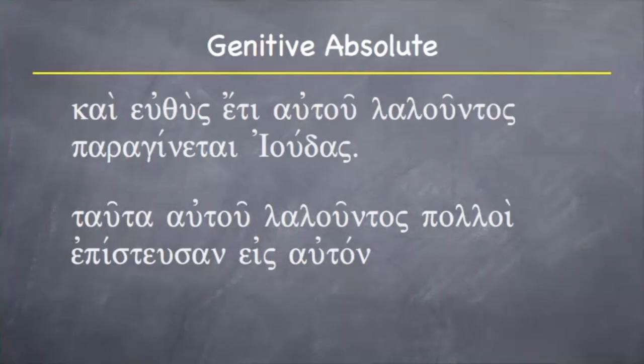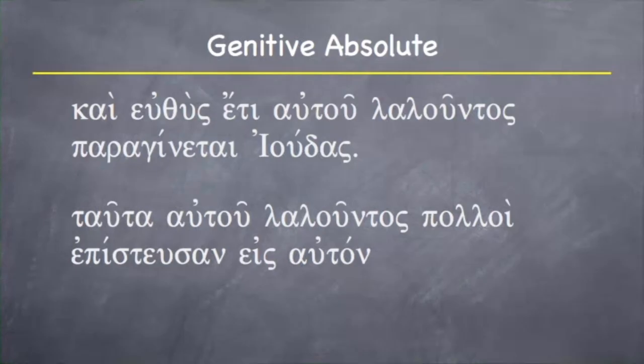All right, let's look at the second example. "These things he speaking." Doesn't make any sense, does it? But if you go to the rest of the sentence, it's easy. "Many believed in him." Okay, so the basic sentence is many believed in him. But this tauta autou laluntos, you go, that didn't make any sense. Oh, these are genitive. Okay, this is a genitive absolute.